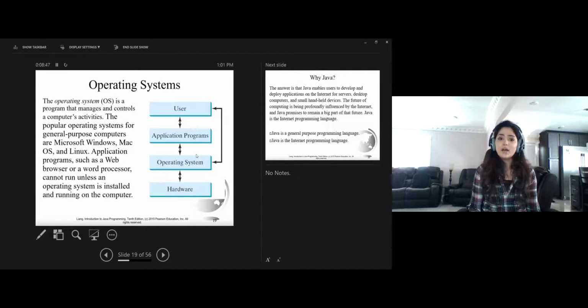Okay. Now we have a little bit about operating systems. This comes to the software part. Operating systems are also instructions. Without an operating system, you cannot run any other software on your computer. If you're using Windows, you have the Windows operating system. If you're using Apple computers, Mac computers, you have the Mac operating system. Then we have Linux. These three are the most popular. Otherwise we have Ubuntu and Unix operating systems.